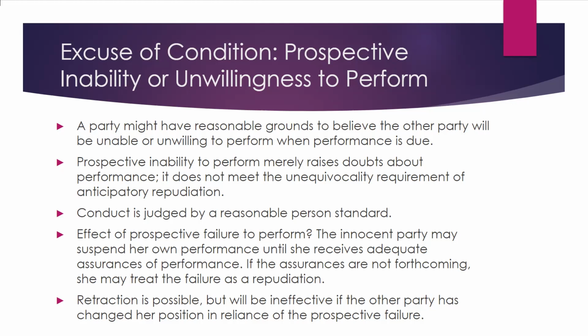Effect of prospective failure to perform. The innocent party may suspend her own performance until she receives adequate assurances of performance. If the assurances are not forthcoming, she may treat the failure as a repudiation. Retraction is possible, but will be ineffective if the other party has changed her position in reliance on the prospective failure.